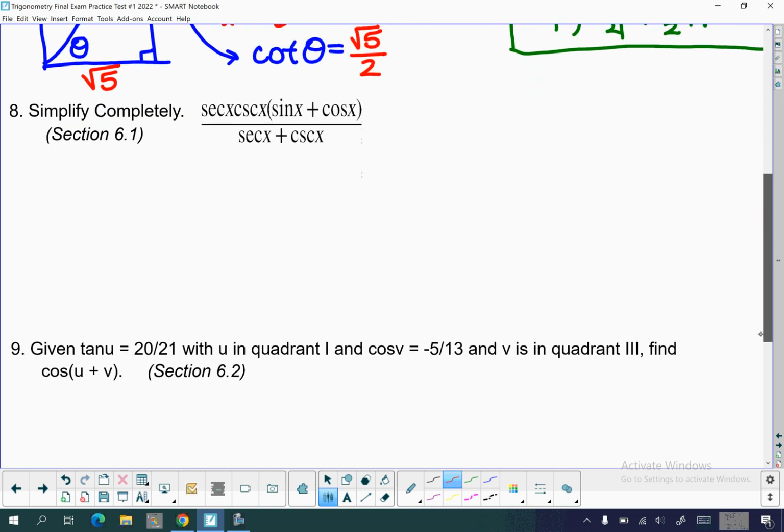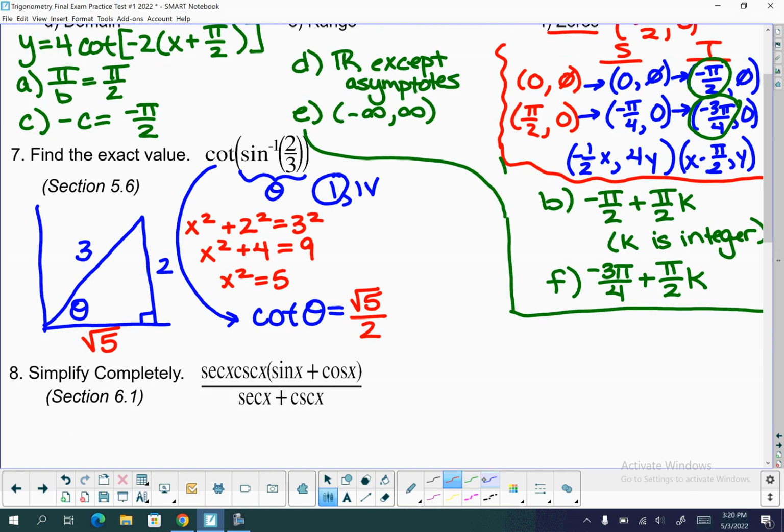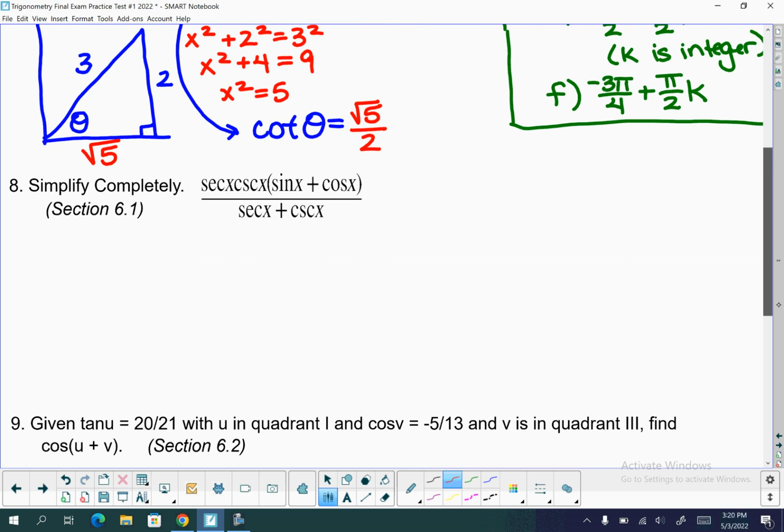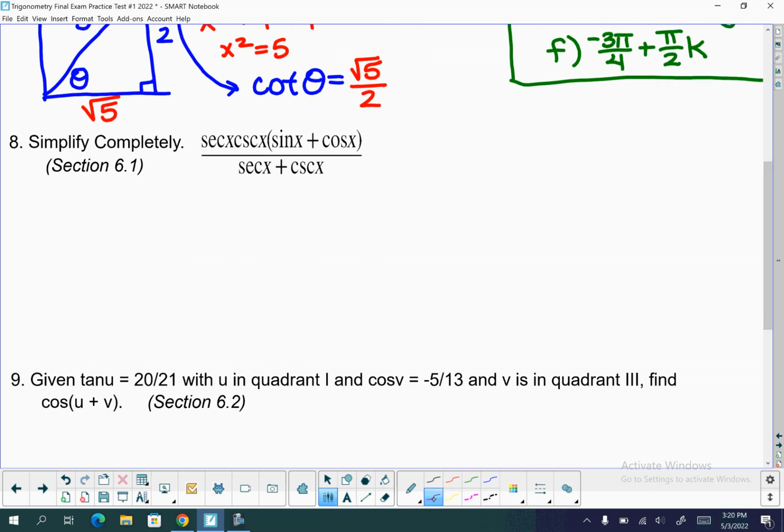All right, that's everything off of Chapter 5. Let's move on to Chapter 6. Chapter 6 starts with simplifying some of our trig functions. This is where that trig identity sheet is going to start to come in handy for you.